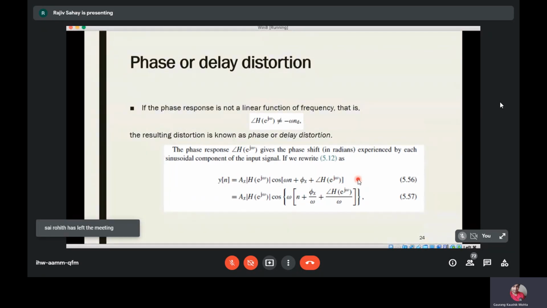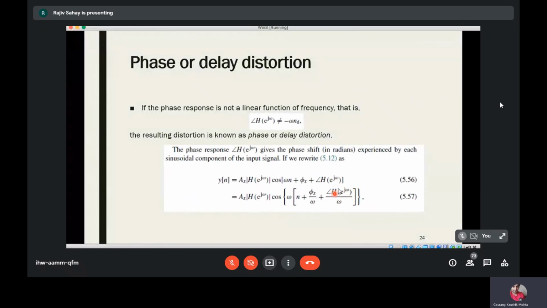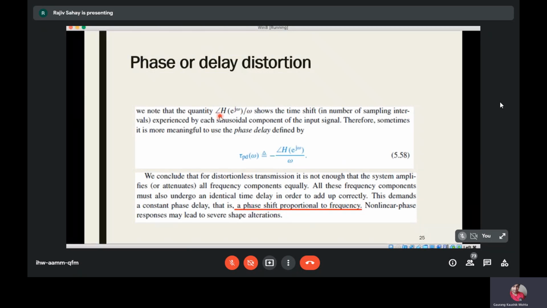So we can now write this particular part by taking out omega and putting a bracket. So you see here, this will come as n plus phi x by omega plus angle H(e^jω) by omega. So this part has a particular name. Angle H(e^jω) by omega. This term is having a name. The quantity angle H(e^jω) by omega shows the time shift in number of sampling intervals.